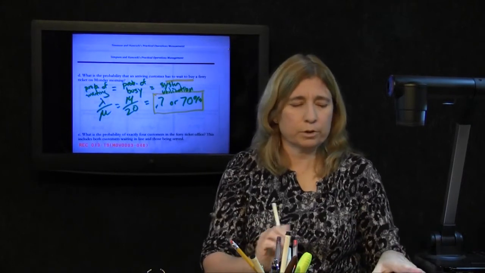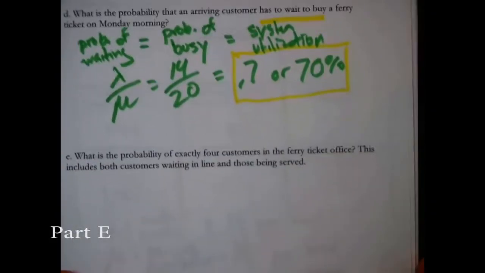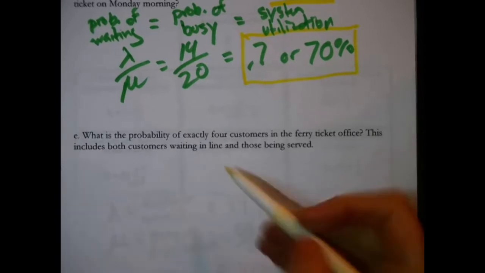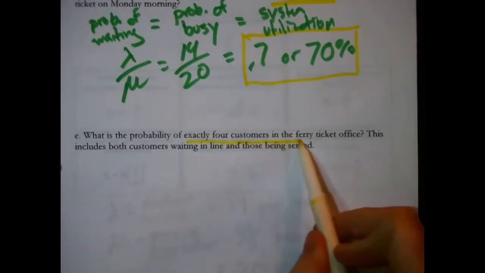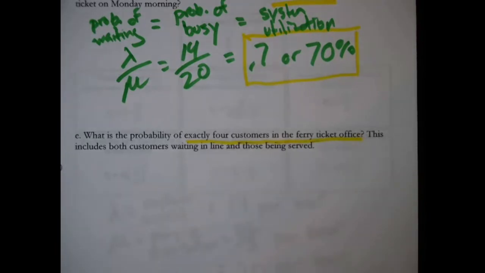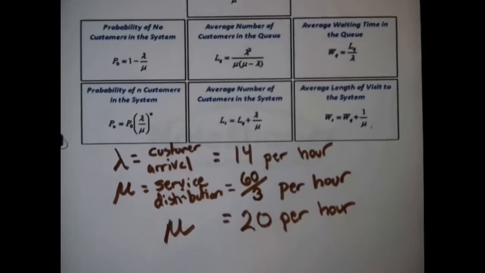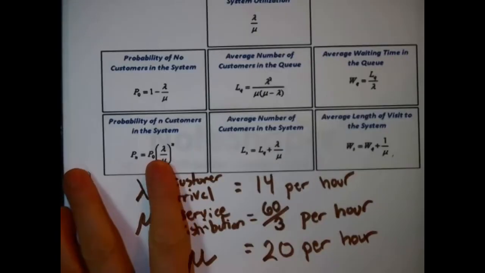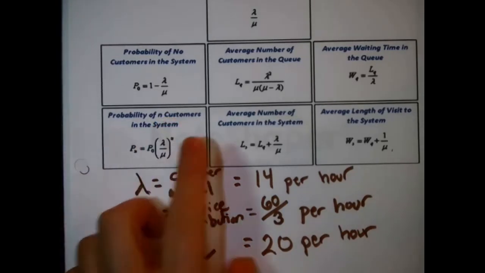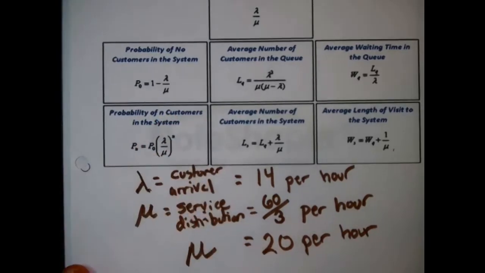Now, last question. What is the probability of exactly 4 customers in the ferry ticket office? This includes both customers waiting in line and being served. We have a tool for that. It's over here. See it? Probability of n customers in the system, right? You pick a number. This particular problem is asking about 4.